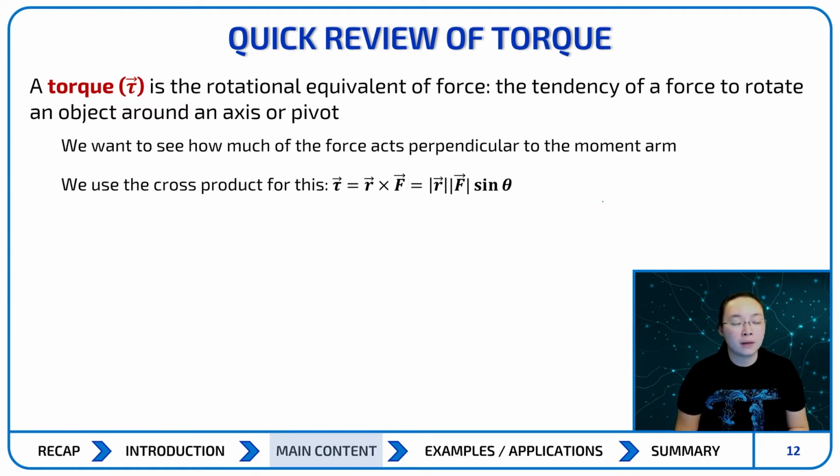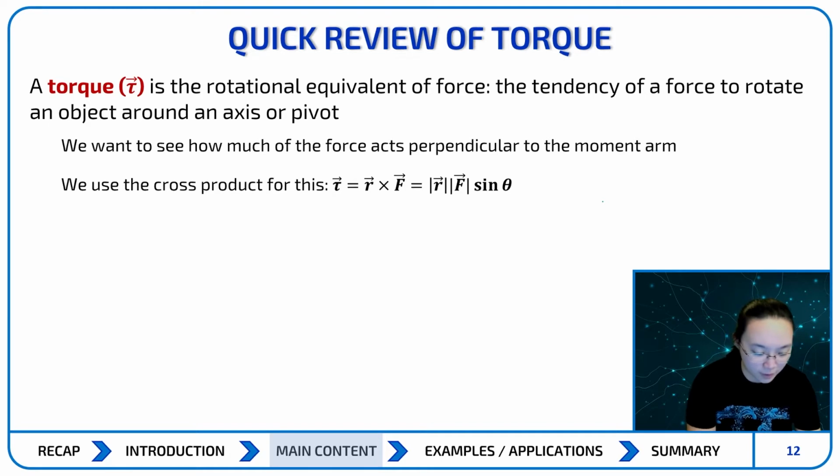So a way of looking at it is just a torque being the tendency of a force to rotate an object around a pivot point or an axis. When we talk about torque, we represent it using the letter tau. And then we want to see how much of the force acts perpendicular to the moment arm. So what this means is, let's say that you have an axis over here and you have a door.